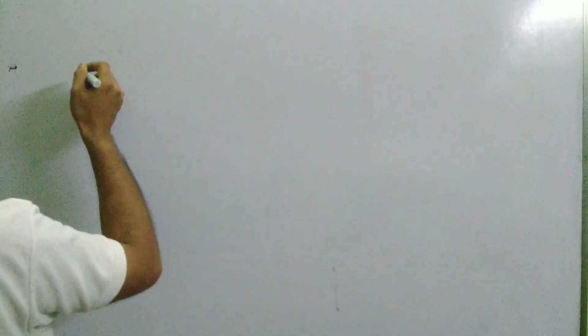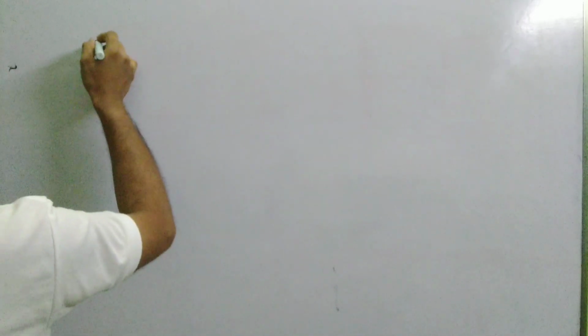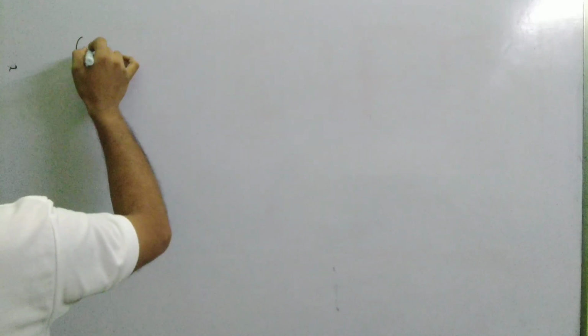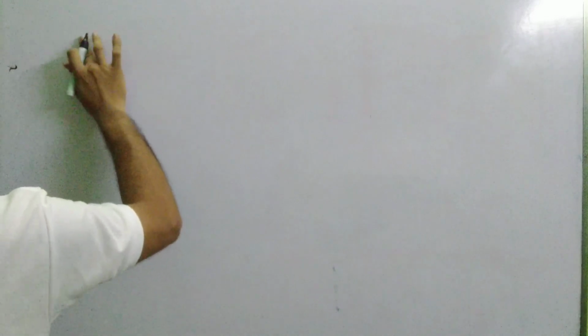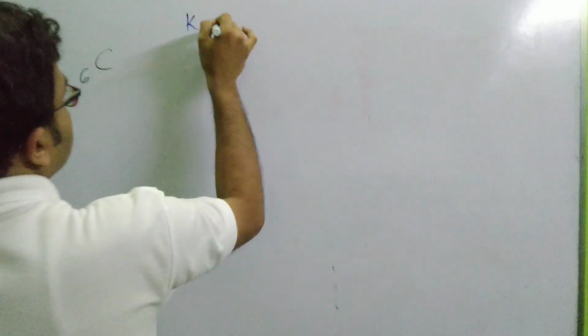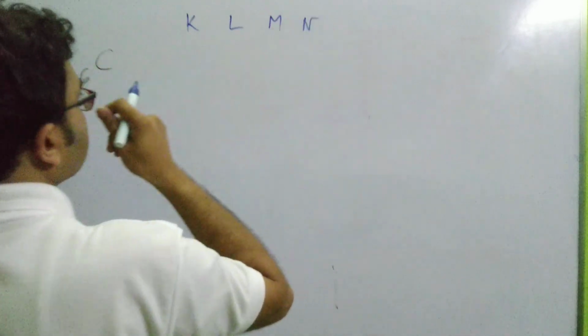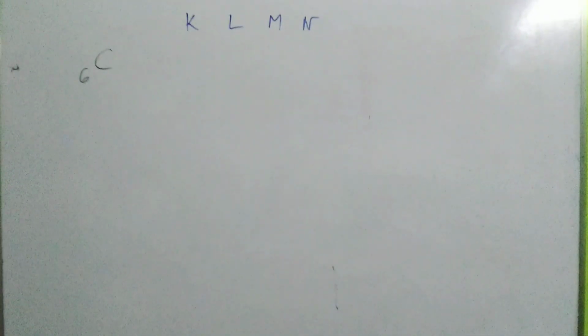So let us now consider the sixth element. What is the sixth element? It is carbon. Hydrogen, helium, lithium, beryllium, boron, carbon. So the sixth element is carbon, with an atomic number of 6. So let me write these shells above: K, L, M, N. Okay, fine.